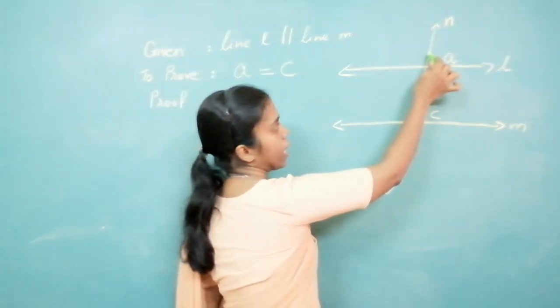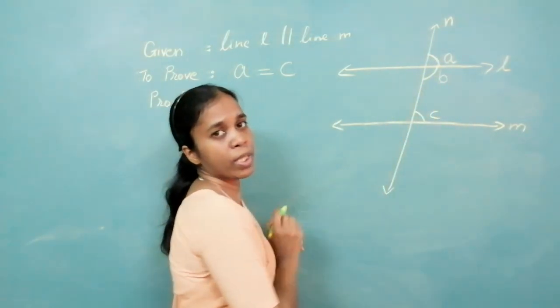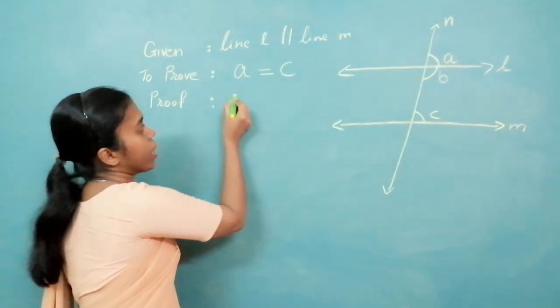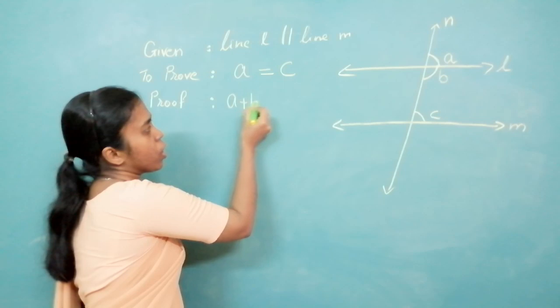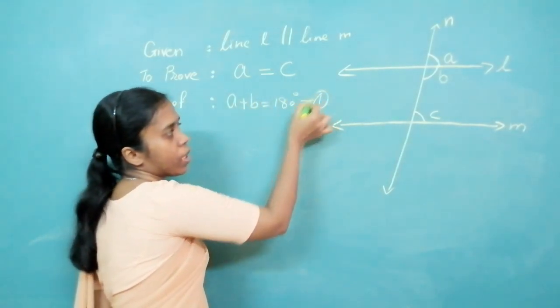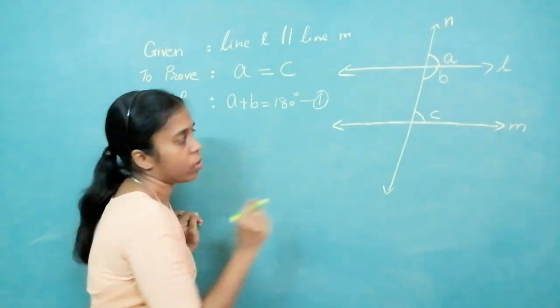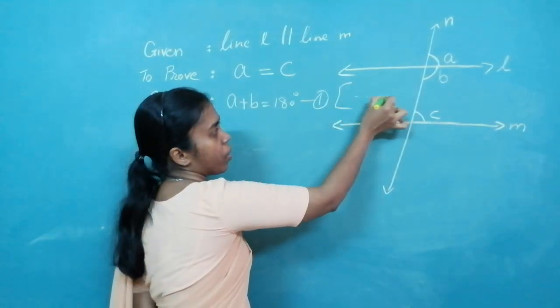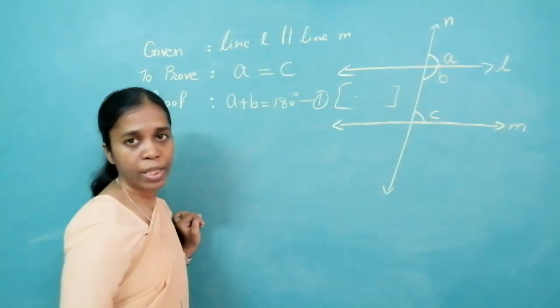First, let us look at this angle A and B. What do you understand by A and B? I can write that A plus B is equal to 180 degrees. What is the reason that I am writing this as 180 degrees? This is a linear pair. You have to mention the reason over here. That is a linear pair.